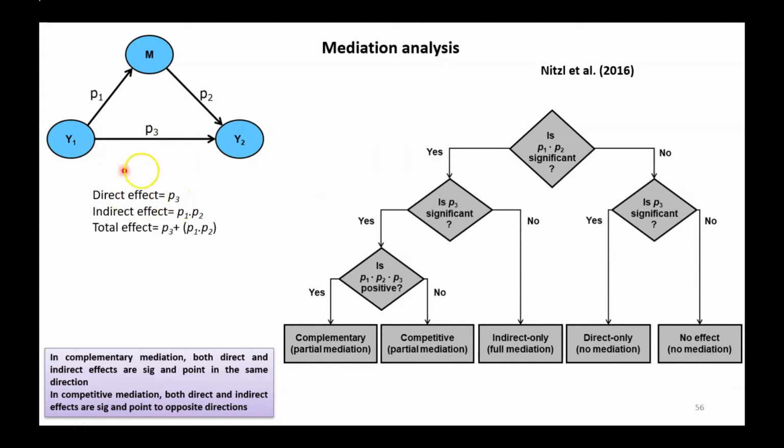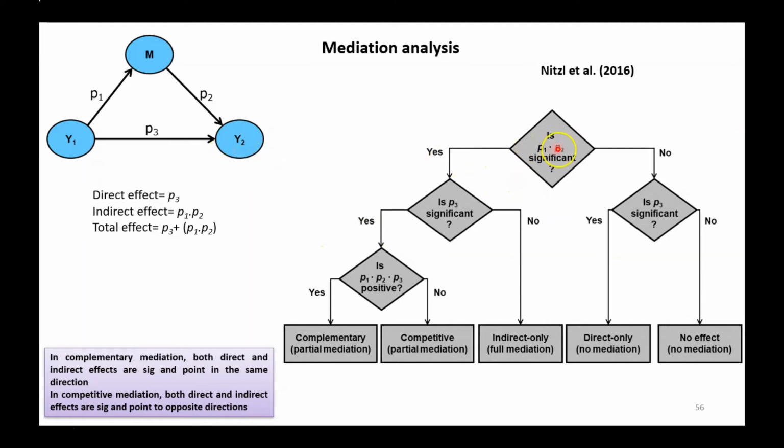To assess the mediation effect, we have to focus on the indirect effect between y1 and y2, which is p1 times p2. If the result of our bootstrapping test shows that p1 times p2 is not significant, then we have to focus on p3. If p3, which is the direct effect between y1 and y2, is not significant, it means that there is no effect between y1 and y2. And if p3 is significant, it means that we only have a direct effect between y1 and y2.